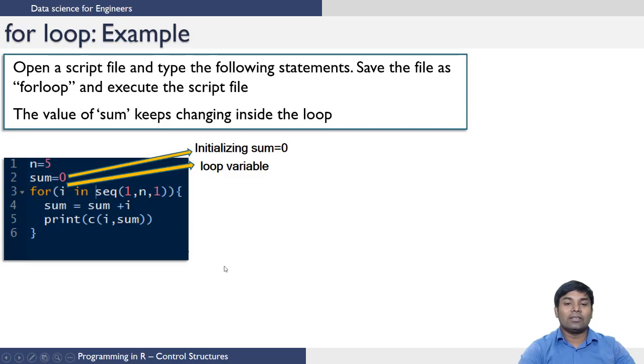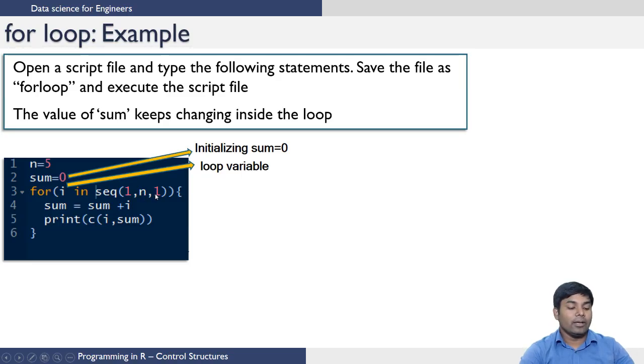To illustrate this for loop, we will have an example here. I am initializing the number of elements to be 5 and sum to be 0. I am having a sequence which starts from 1 and ends at 5 with a width of 1.